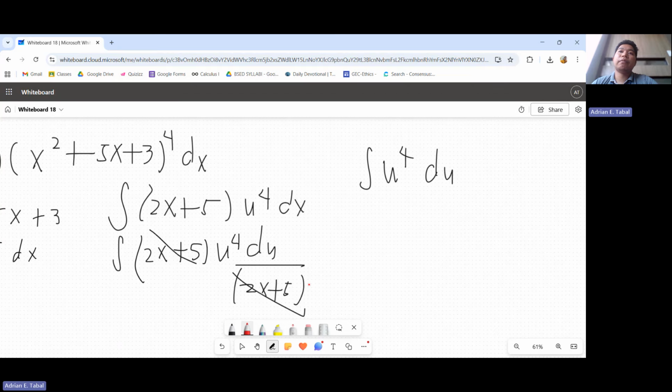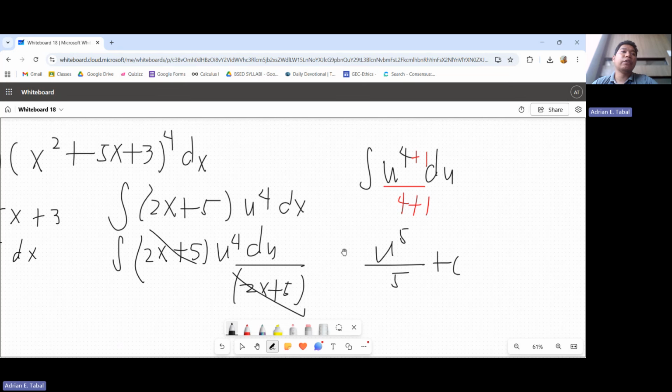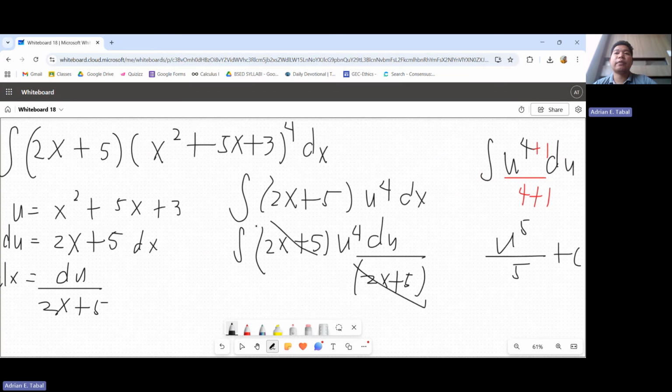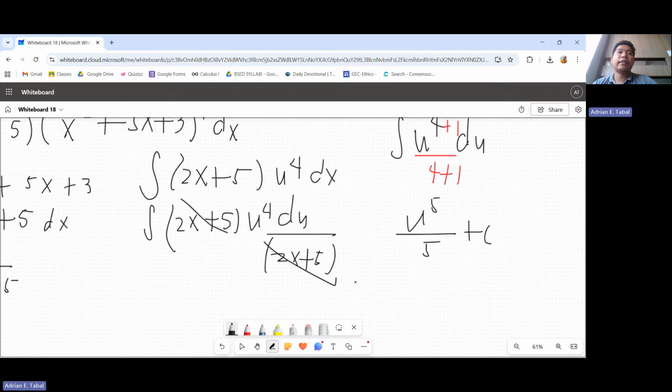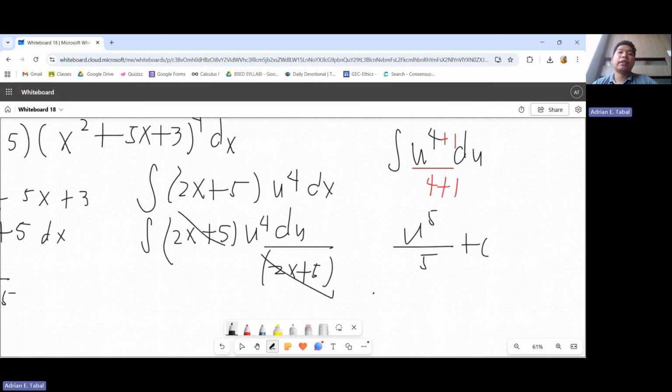Power rule: add 1 to 4, so 4 plus 1. We can say u raised to 5 over 5 plus c. We have the value of our u, which is x squared plus 5x plus 3. So the final answer will be x squared plus 5x plus 3 raised to 5 all over 5 plus c.